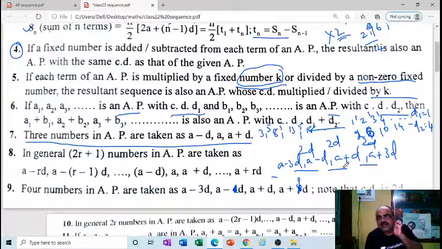And it is easy to add also. See, when you add all the 4, minus D plus D cancels, minus 3D plus 3D cancels. It is 4A equal to the total value. Then you can calculate A. Once you know A, calculate D. So, like we did with 3 terms, we have 4 terms here.